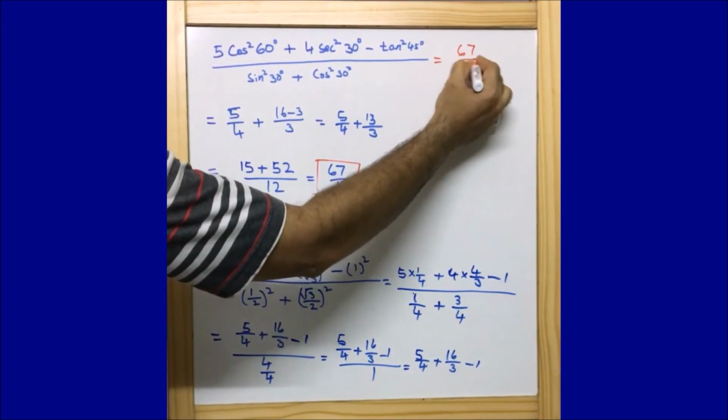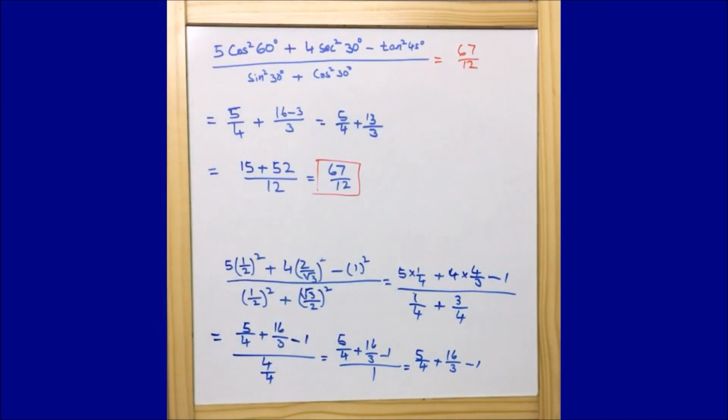So guys, if you solve this question, 5 cos square 60 degree plus 4 sec square 30 degree minus tan square 45 degree upon sin square 30 degree plus cos square 30 degree, we will get 67 upon 12. Hope you understood this calculation. It is really easy, but it takes a little bit long, because we need to put down the figures one by one, and then our calculations will flow.